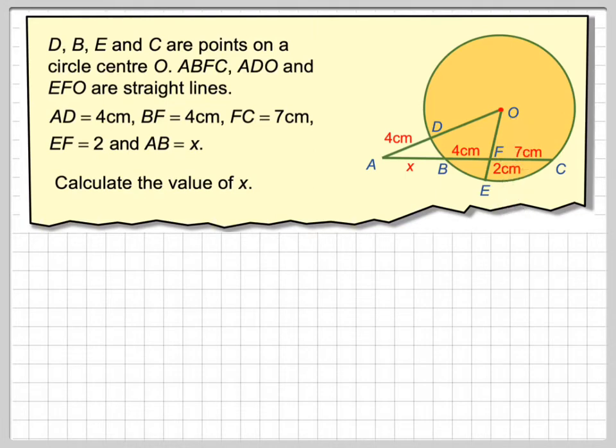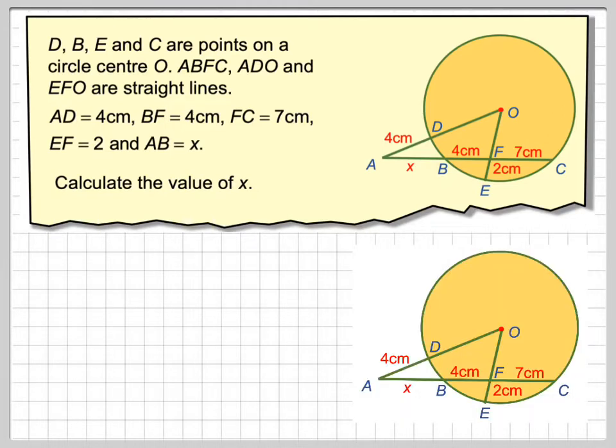And also we're told that AD is 4, BF is 4 centimetres, FC is 7 centimetres, and EF is 2, and that AB is equal to X, and we've got to calculate the value of X. So taking our diagram, what we need to do is calculate the radius of the circle.